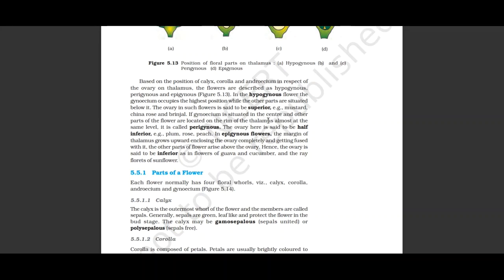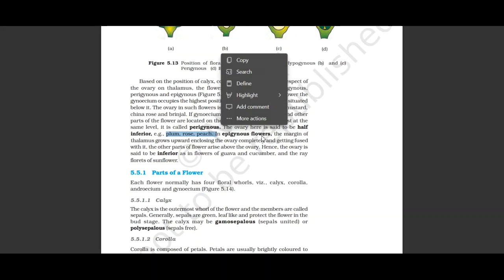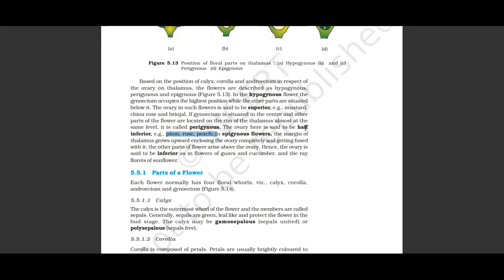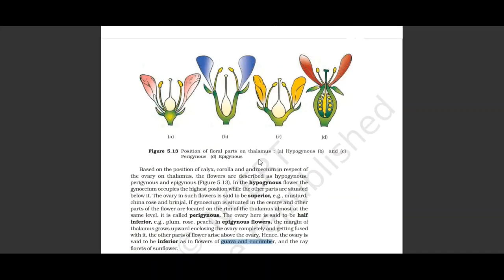If gynoecium is situated in the center and other parts of the flower are located on the rim of the thalamus almost at the same level, it is called perigynous. The ovary here is said to be half inferior. Examples are plum, rose, peach. In epigynous flowers, the margin of the thalamus grows upward, enclosing the ovary completely and getting fused with it. The other parts of the flower arise above the ovary, hence the ovary is said to be inferior, as in the flowers of guava and cucumber, which are examples of inferior ovary, and the ray florets of sunflower.